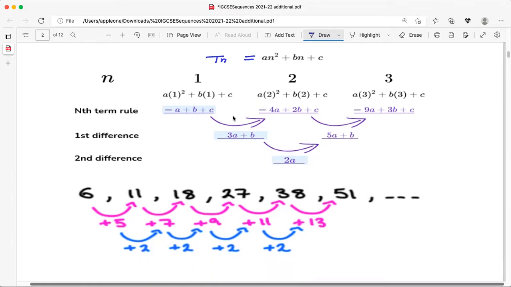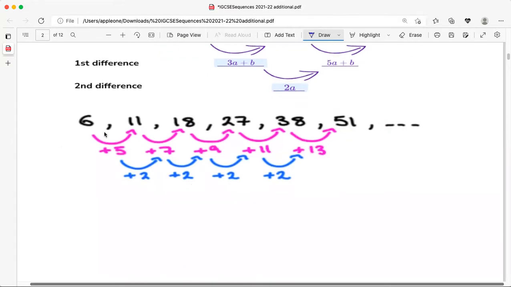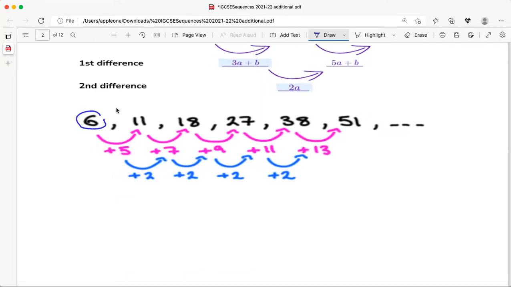Now, how will we do the quadratic sequence and how will we recognize it? Look, if I have 6, 11, 18, 27, 38, 51, look at the differences. 6 to 11 is 5, 11 to 18 is 7, 18 to 27 is 9, 27 to 38 is 11, and 38 to 51 is 13. Okay. Now, this is the first term.